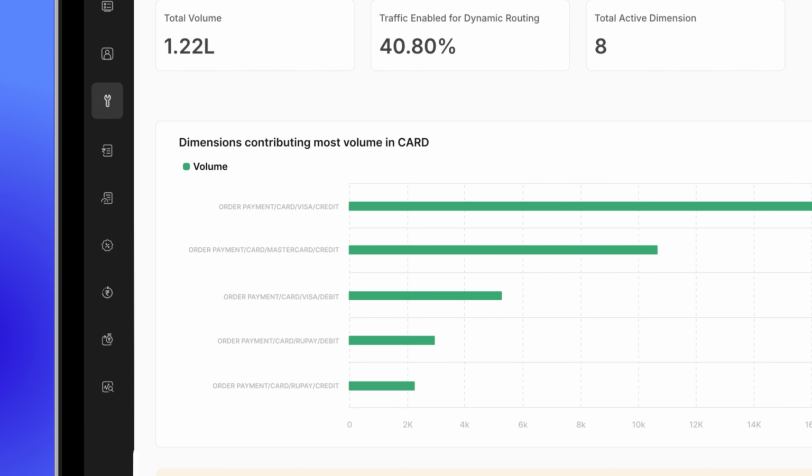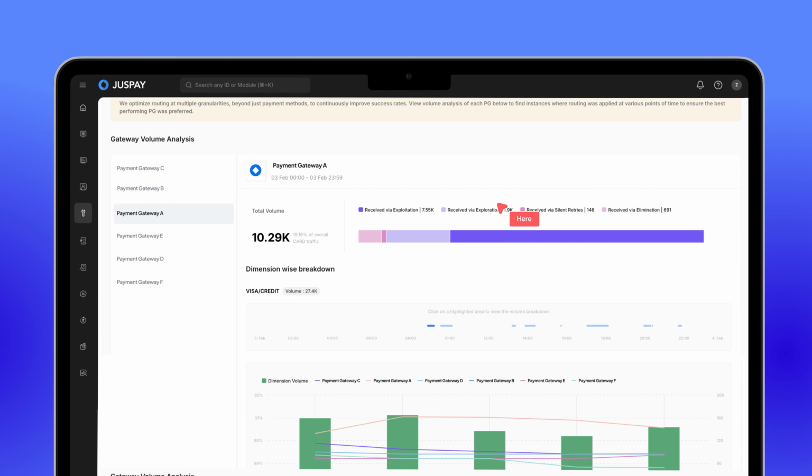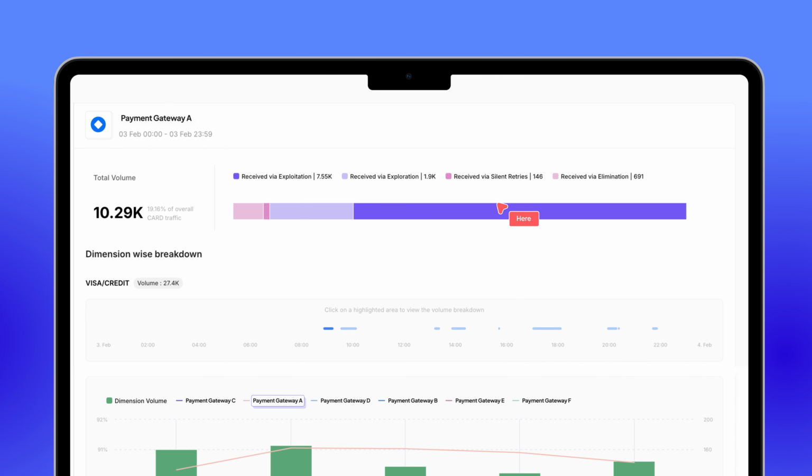To drill down even further, we can go to the next section, which gives the volume breakdown at each gateway level for each of these dimensions at specific time periods. For example, if you look at gateway A here, it has almost 10.29k transactions that it received over the day's period, and there are multiple routing approaches in play while making this decision. For example, it could be due to dynamic routing, as seen in the actual volume breakdown, and there could be other approaches. The second breakdown is hedged volume, which is essentially the minimum amount of volume that the routing engine sends to each gateway to evaluate its SR goodness.